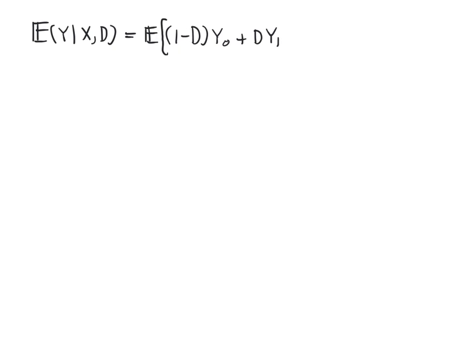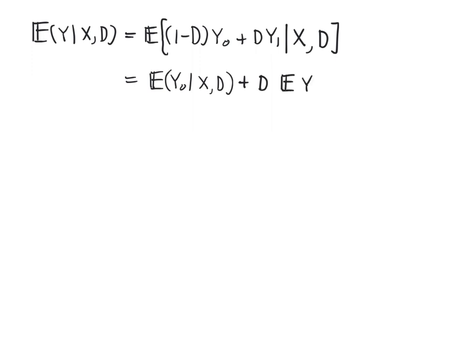Now remember our expression for y in terms of potential outcomes from before. Substituting this in, and using some of the basic properties of expectation, we end up with the expectation of y0 given x and d, plus d multiplied by the difference of conditional expectations, y1 given x and d, minus y0 given x and d. Now here's where we're going to use our selection on observables assumption.